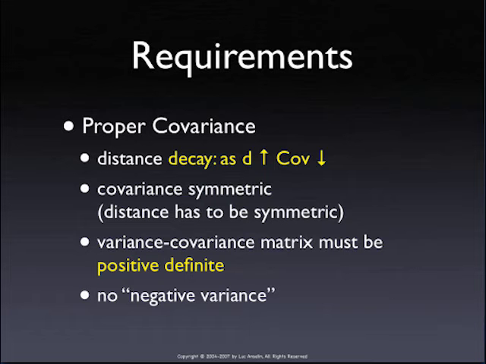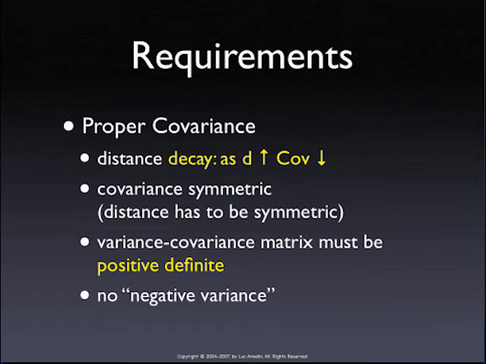Then the tricky one, because symmetry is obvious, you can see it. And distance decay is also obvious, you can see it. But this positive definiteness is not something you can just see. You have to compute things to verify that the matrix is in fact positive definite. Just having a matrix with positive numbers does not guarantee that it's positive definite. That is a little bit counterintuitive, but it's more complicated than that. So just having positive covariances is not enough. You really have to check that the structure of that matrix is such that it is positive definite.